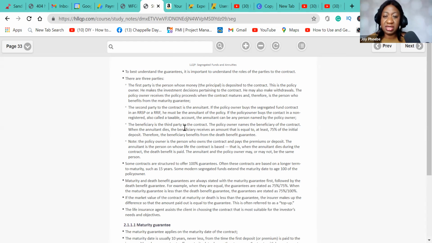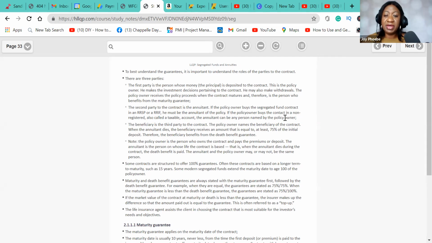And the second party is the annuitant. If the policy owner buys the segregated fund contract in an RRSP or in a RIF, he must be the annuitant. So if you buy your seg funds in a registered plan, then you have to be the annuitant. The annuitant in this case is the person that will be taking out the money. So that is the second party.